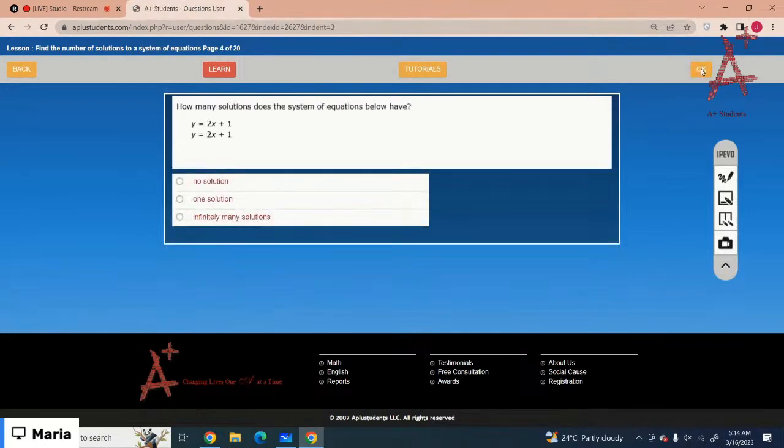Okay, y = 2x + 1. Again, both equations are identical. So when the equations are identical, they have infinitely many solutions. Got it?